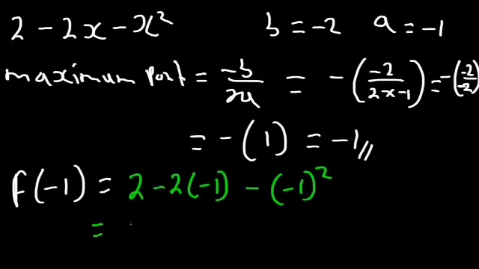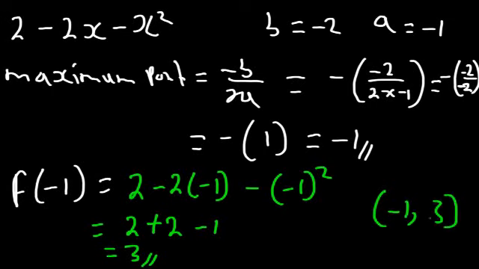Simplifying this further, 2 minus 2 multiplied by minus 1 becomes plus 2. Then minus 1 squared is actually 1, and 1 multiplied by the minus sign is minus 1. And at the end, we have 3 as our maximum value. And in the form of coordinates, this will be minus 1, 3.